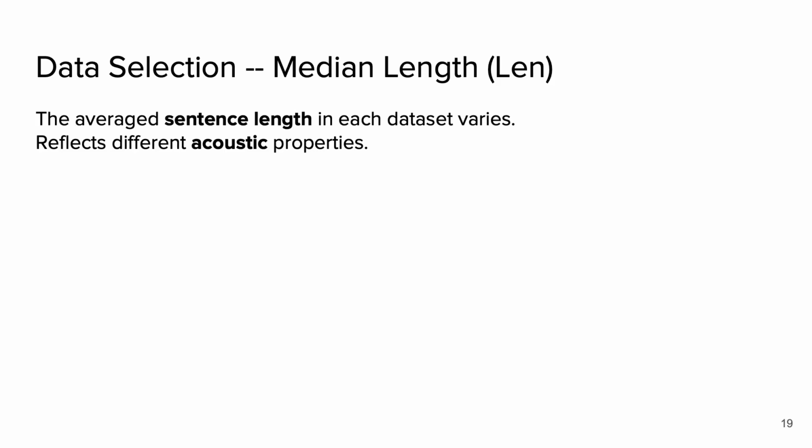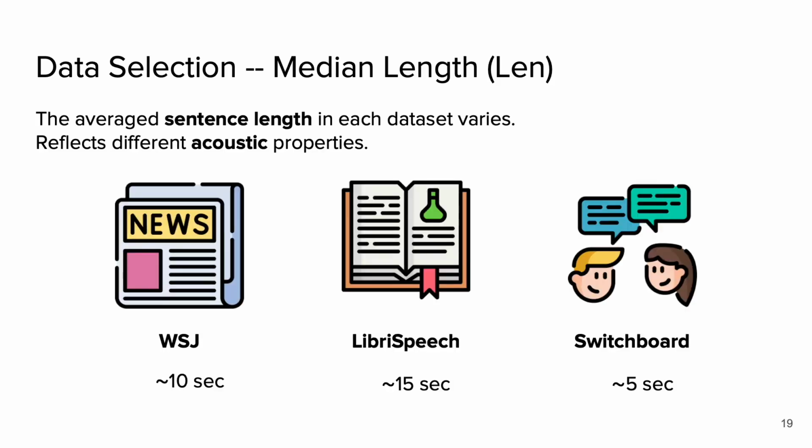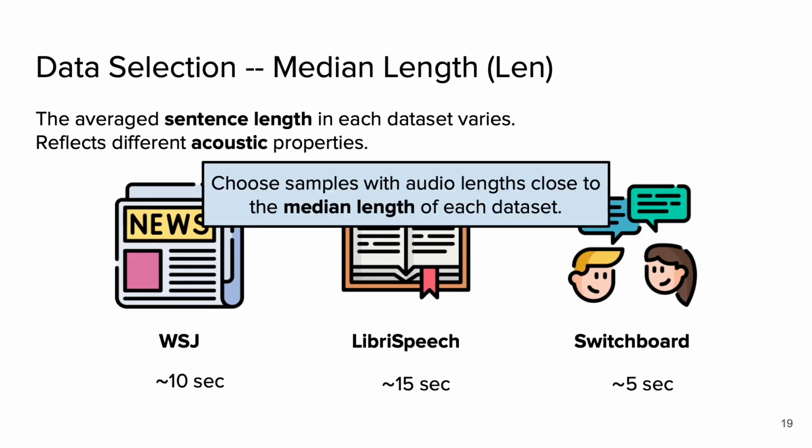Moreover, we found that the averaged sentence length in each dataset varies, reflecting different acoustic properties. The average durations of each dataset are respectively 10, 15, and 5 seconds. So we propose to choose samples with audio lengths close to the median of each dataset.